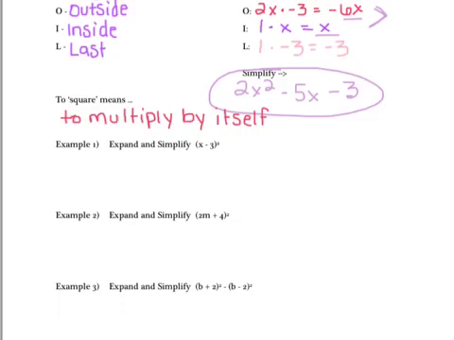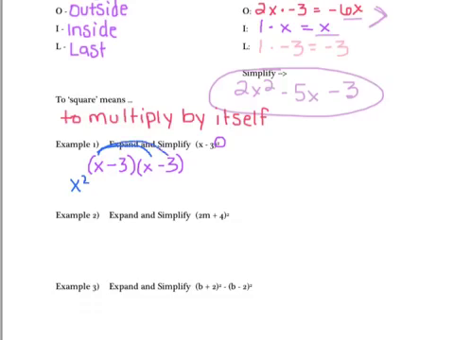So, to multiply by itself, when I have that square sitting up there, what that really means is that I need 2 copies of that x minus 3. So I need x minus 3 and x minus 3 side by side. And then I'm going to multiply them together using that FOIL method. Okay? So FOIL. First would be x times x, which is x squared.